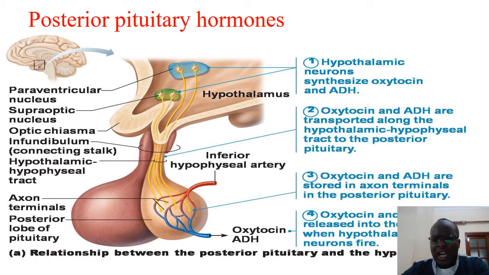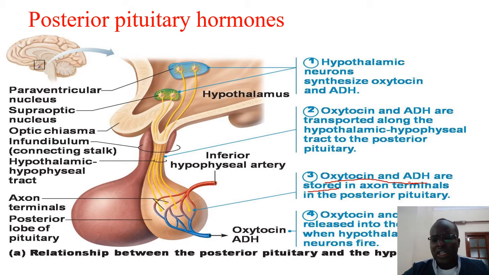Then you know to say that the hypothalamic neurons are the ones that are producing or synthesizing oxytocin and ADH, which we know. Then the oxytocin and ADH are transported along the hypothalamic hypophysial tract to the posterior pituitary gland to be stored there. Oxytocin and ADH are stored in the axon terminals in the posterior pituitary gland. It doesn't mean that this ADH and oxytocin are produced within the posterior pituitary gland. No, they are not produced there. They are just stored there. The production is taking place in the hypothalamus, in the two nuclei.